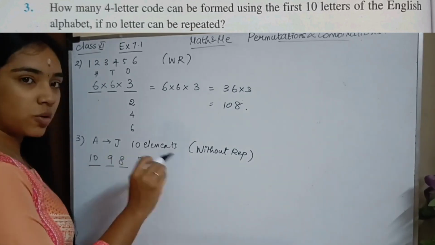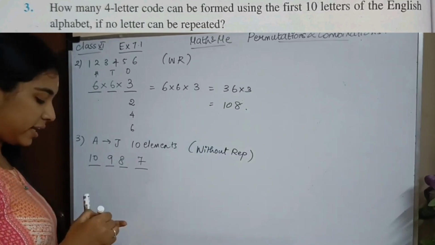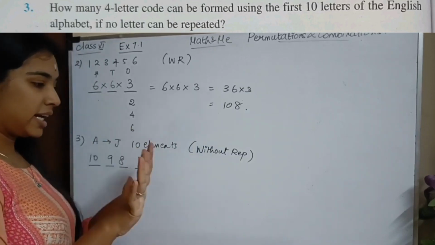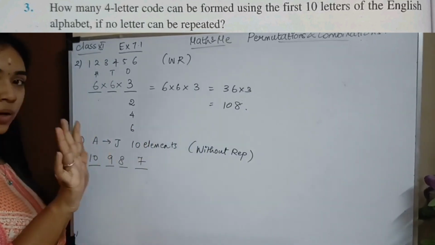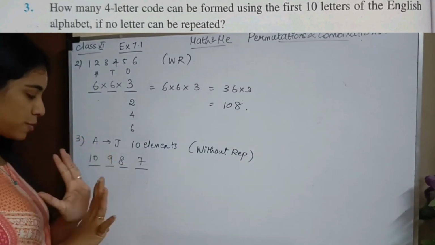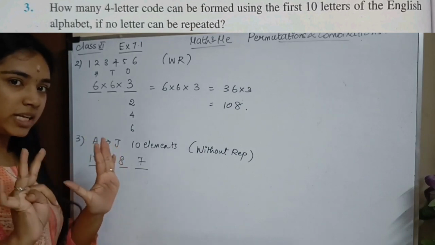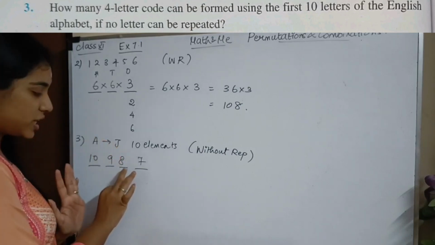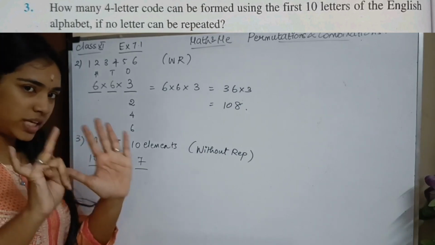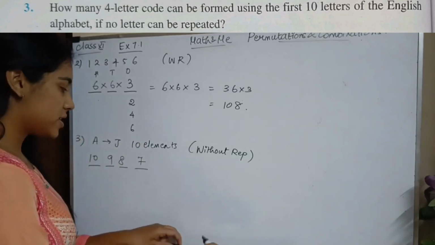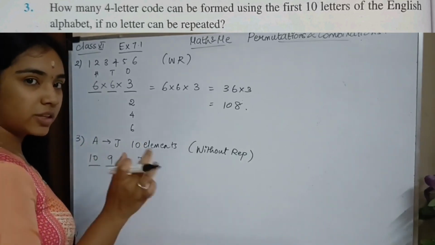In total, I have 10 letters. For the first place, I use 1 letter. So I only have 9 options for the second place. For the second place, if I use 1 letter, I have only 8 options for the third place. So once a letter is used, I'll have only 7 options for the fourth place. So I need all the 4 letters for the 4-letter word.